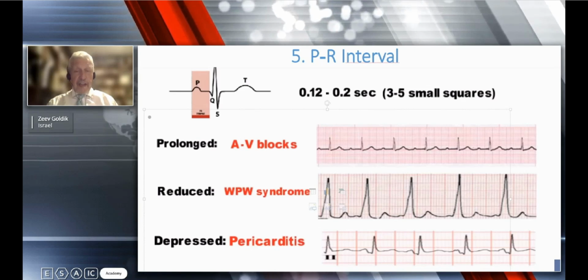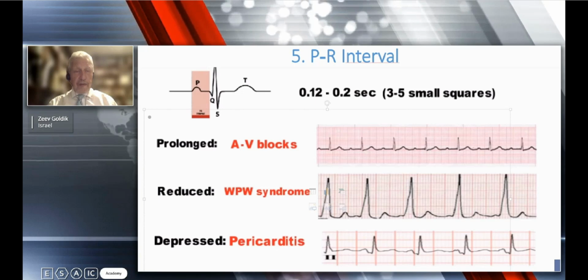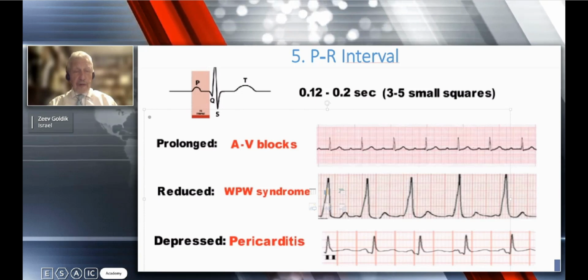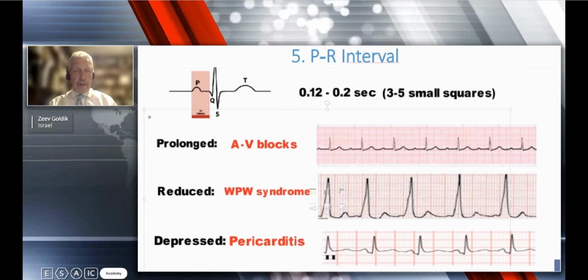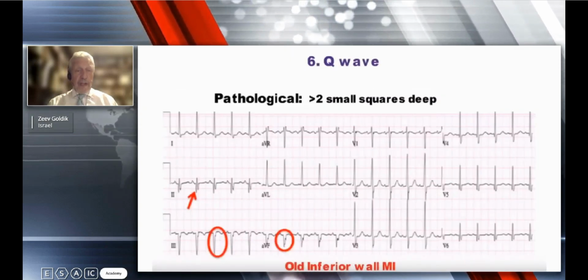And we can see here examples of rare cases, Wolf-Parkinson-White when it is reduced, or pericarditis when it is depressed. Step number 6, the Q wave.